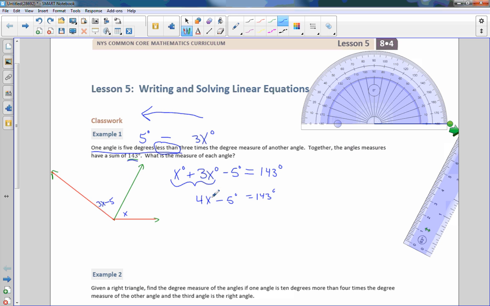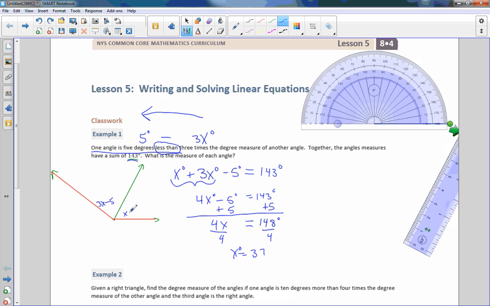I guess I could have a degree symbol here too. All right, SADMAP says to add 5 to both sides. Okay, draw a line under here. 4x goes here. Negative 5 plus 5 cancels, leaving me 4x equals 148 degrees. And then finally we divide both sides by 4 to find the value of x. And 4 goes into 14 3 times, 4 goes into 28 7 times. So x is 37 degrees.